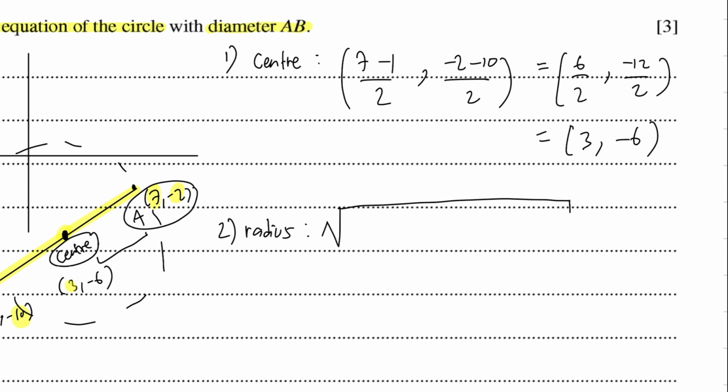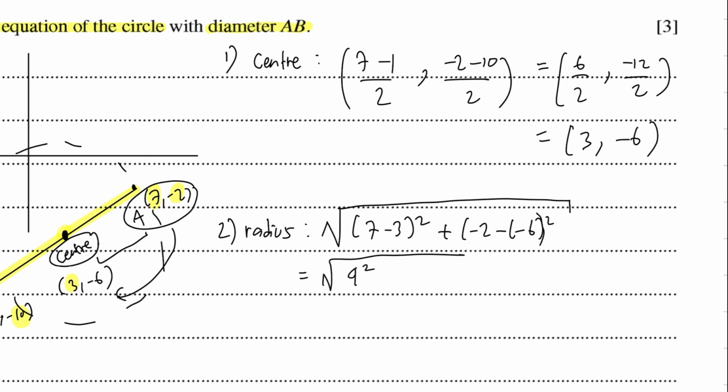So to find it, we just subtract the x coordinates. Let's do this minus this: you will get the square root of (7 minus 3) squared plus (minus 2 minus minus 6) squared. And then we will have the square root of 4 squared, and this one becomes plus 4 squared. And then you will get the square root of 32.